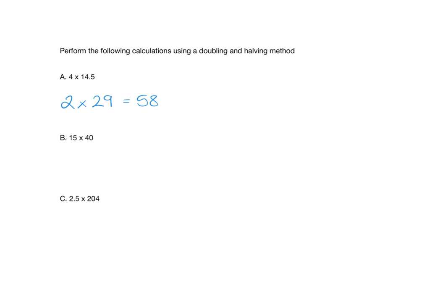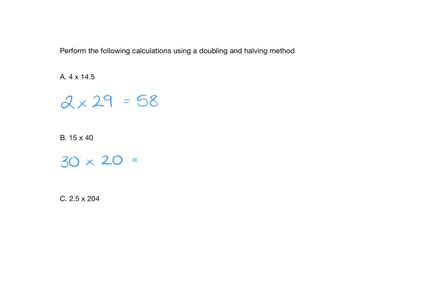Now, it's really important you think about which number you want to half and which one you want to double, because sometimes, depending on which one you do, you might actually make the calculation more difficult. So, for example, in B, we've got 15 times 40. Now, if I was to half 15, I'd actually end up with a decimal number because 15 is odd. So I'd be better off multiplying 15 by 2, so doubling 15 to give 30, and then dividing 40 by 2 to give 20. So we've now got 30 times 20.